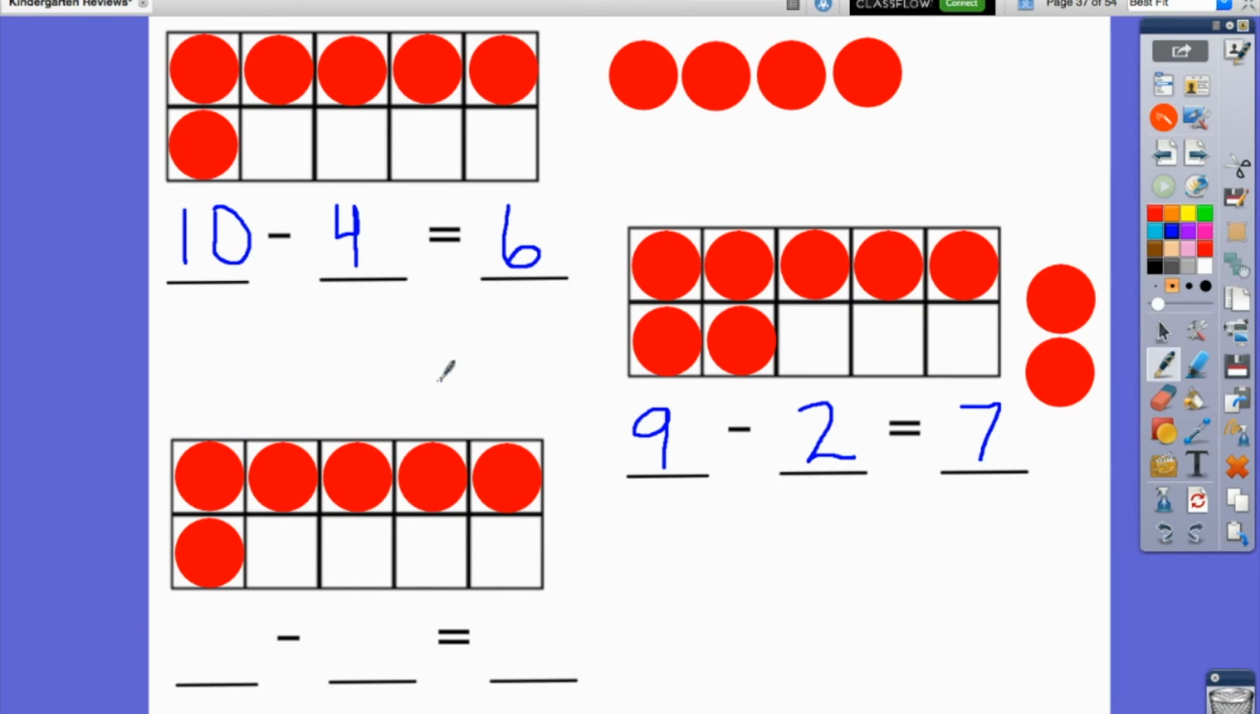One more today, friends. Let's see, how many counters are there in this 10 frame? Well, I see that there are 5 on the top row, and one more makes 6 counters. 5 and one more makes 6. So we're starting with 6 counters. I want you to count as I take some away.